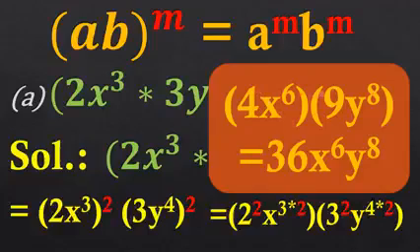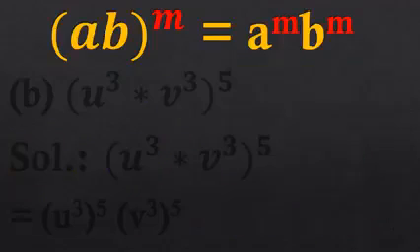Or we can simplify further. We will multiply number 4 by another number, which is 9. 4 times 9 is 36. Then copy x raised to the 6th power and copy y raised to the 8th power. And this is the answer.